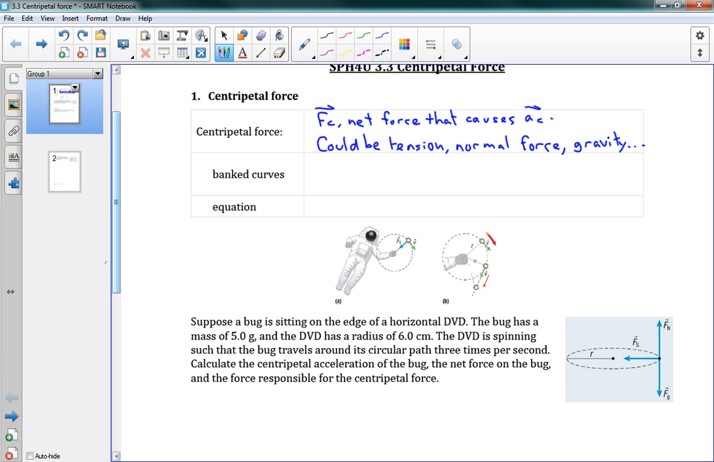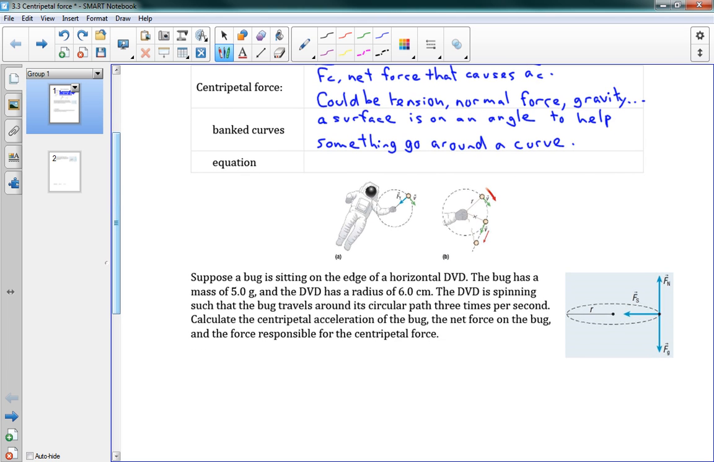So a banked curve is when a surface is on an angle to help something go around a curve. And the last problem we look at today is going to involve banked curves.